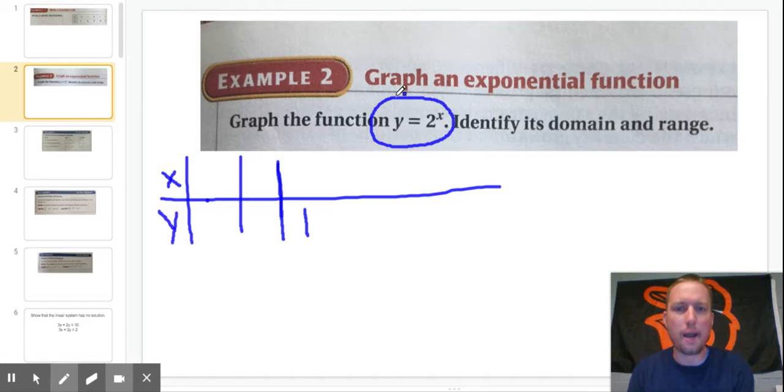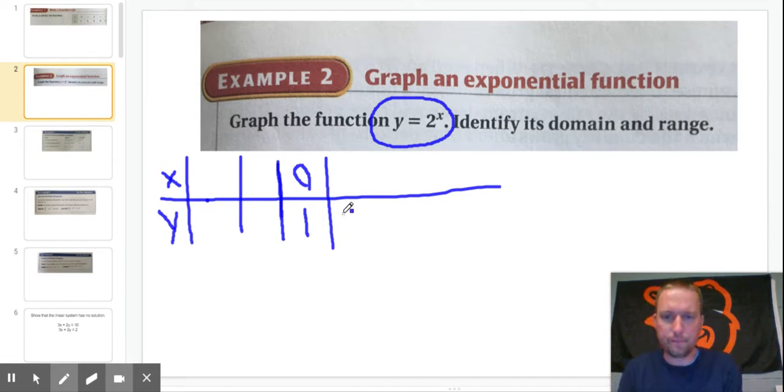If I make y 1, what would satisfy x? Well, x would be 0, because 2 to the power of 0 would give you 1. What if I had 1? 2 to the power of 1 would give you a value y of 2. It depends whether you want to pick y and figure out x, or pick x and figure out y. It's sort of what works for you.